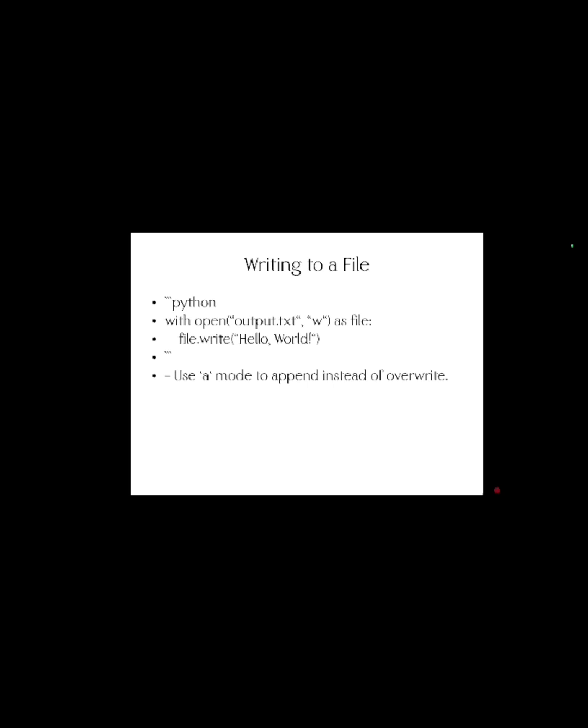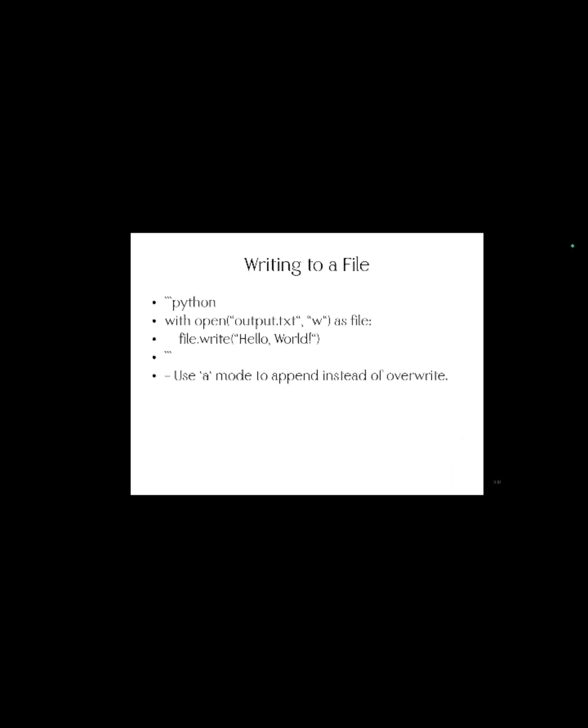Here we can see we gave with open, so there is no need of closing the file again at the end of the code. We gave the file name as output, and we wrote w, since we have to write something in it. And what we should write means file.write. In that parameter we gave hello world, so hello world will be written in the output file. We can use a mode, that is append mode, to append instead of overwrite. This is about writing to a file.